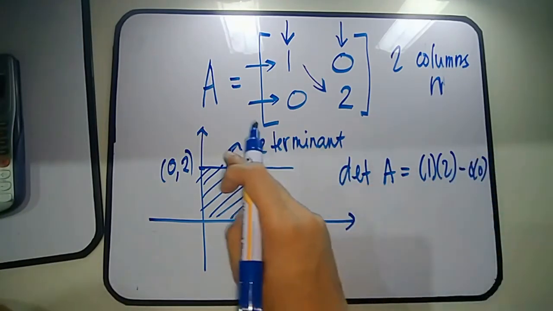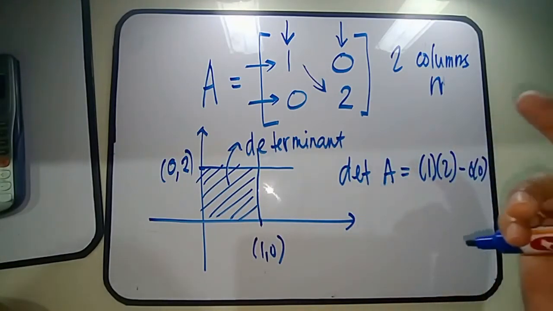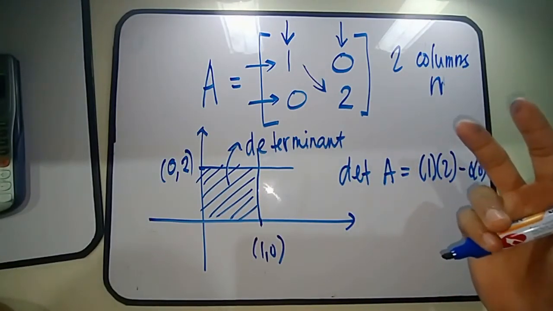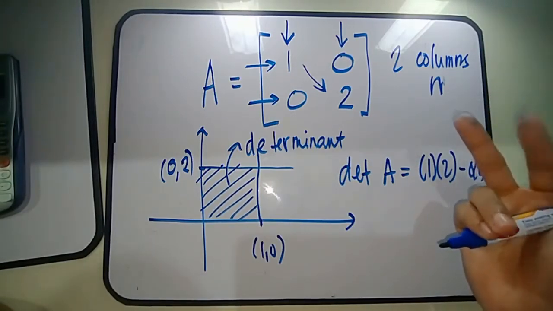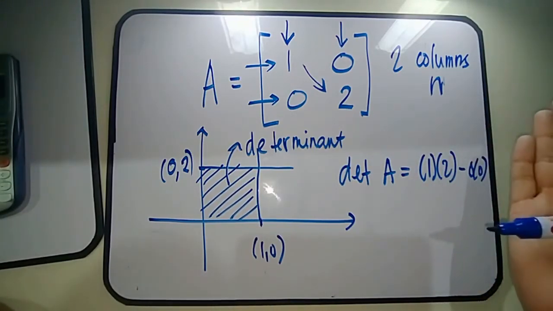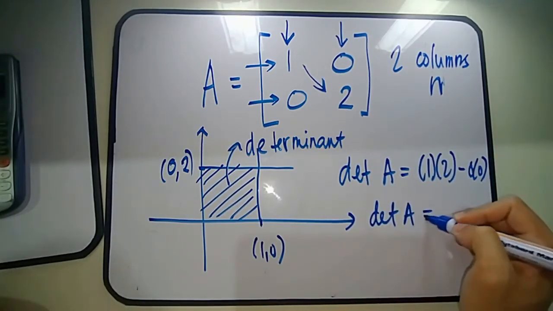So, ibig sabihin guys, yung determinant can only be solved using square matrix. So, dapat equal yung M sa N. Dapat yung column and row are equals. So, 2 by 2, 3 by 3, 4 by 4, 5 by 5 and so on are all square matrix. So here guys, ang determinant natin here is 2.